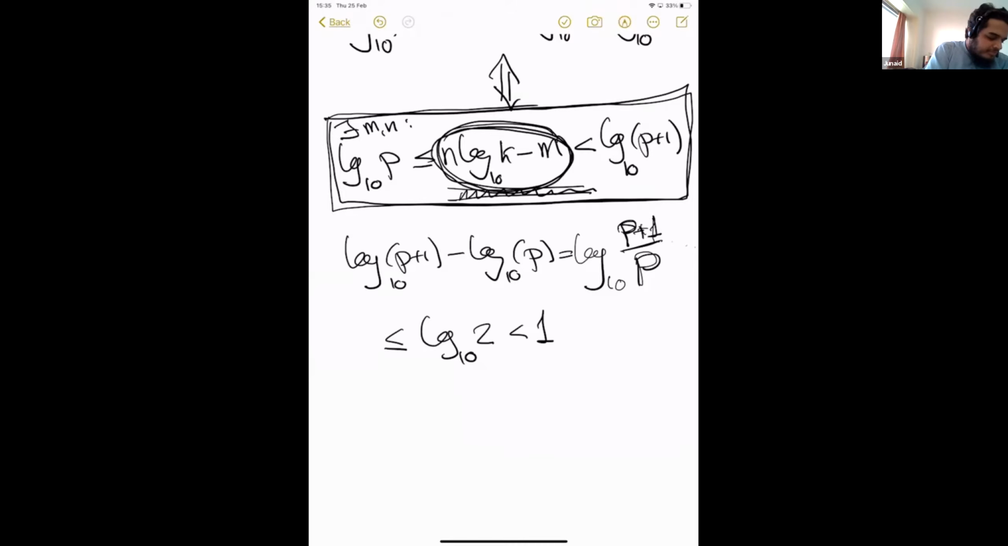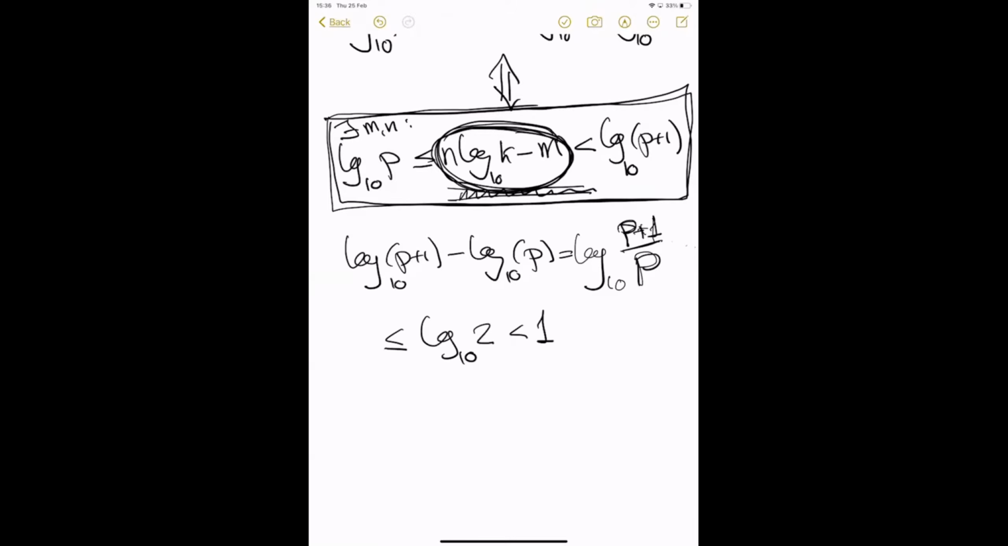So you have n, we want this to be as small as possible, right? In particular, we want this to be less than 1.